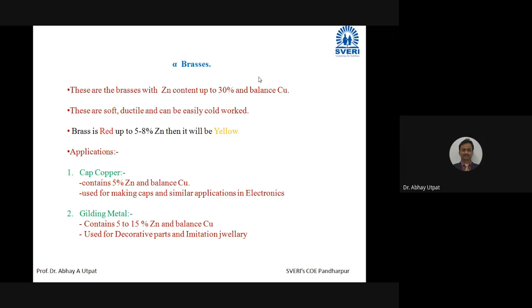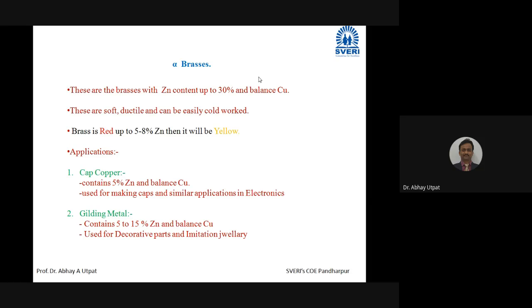Okay, you can use pure copper, but why are you using brass? Because zinc is a deoxidizer. That's why it will maintain the part without corrosion. Now, if you increase the content of zinc to more than 5%, the name is gilding metal.